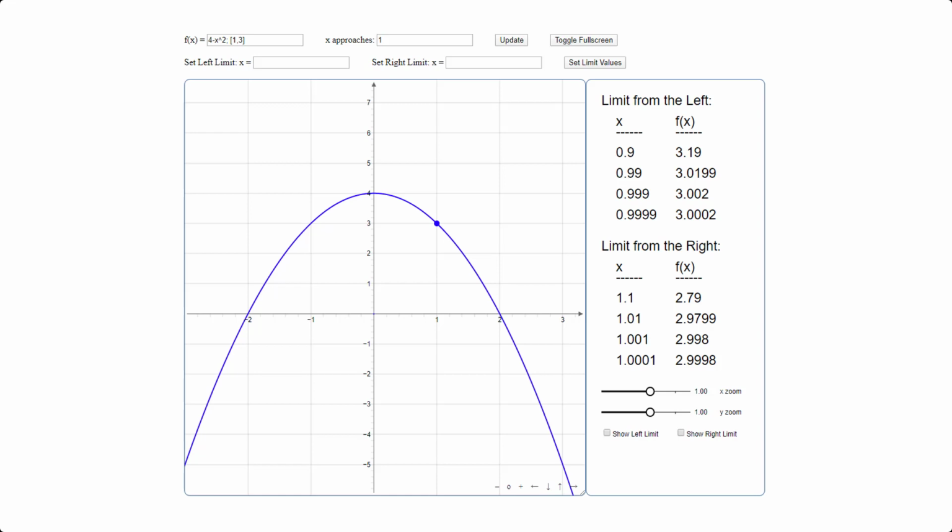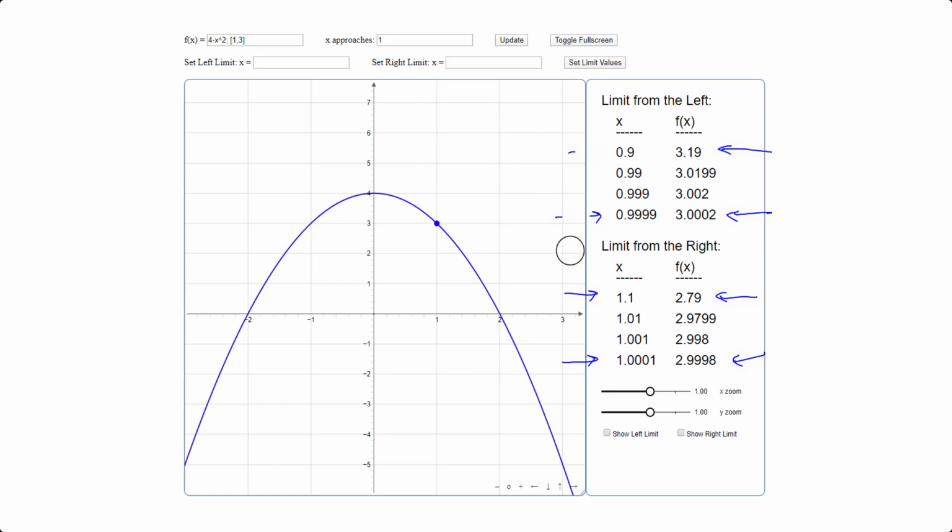Now, if you look at the limit from the left and the limit from the right and these values over here, I have values that are slightly less than 1, but approaching 1, and if you'll notice, the values numerically are getting closer and closer to 3. And then I have values starting from the right, which are greater than 1, but getting closer and closer to 1 itself. And those numbers are approaching 3 as well.